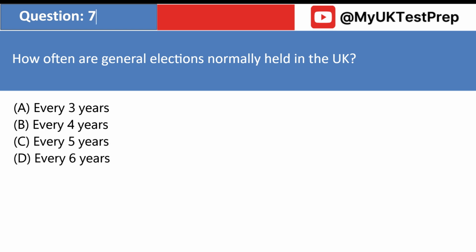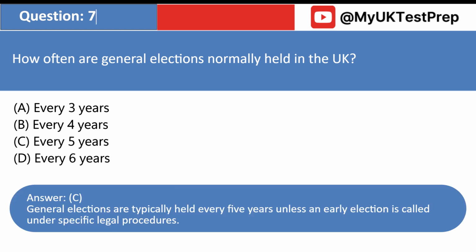How often are general elections normally held in the UK? A. Every 3 years. B. Every 4 years. C. Every 5 years. D. Every 6 years. Answer: C. General elections are typically held every 5 years unless an early election is called under specific legal procedures.